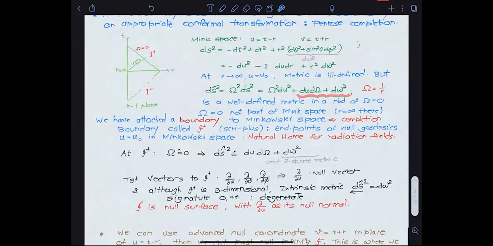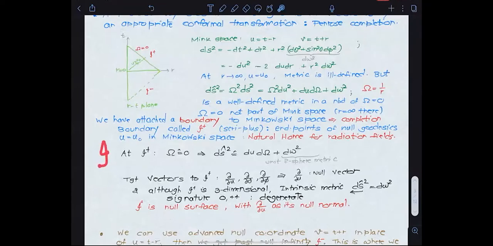But this is a non-degenerate metric because of the du d omega term up here. And so the statement is that I got a well-defined metric of signature minus plus plus plus in a neighborhood of omega equal to 0. Of course, omega equal to 0 is not a part of Minkowski space because r equals infinity there. So what we have done is attach a boundary. We have brought infinity from far away to a finite region by this conformal transformation, by this Penrose completion, and now infinity is arising as a boundary. And this boundary is called scri plus.